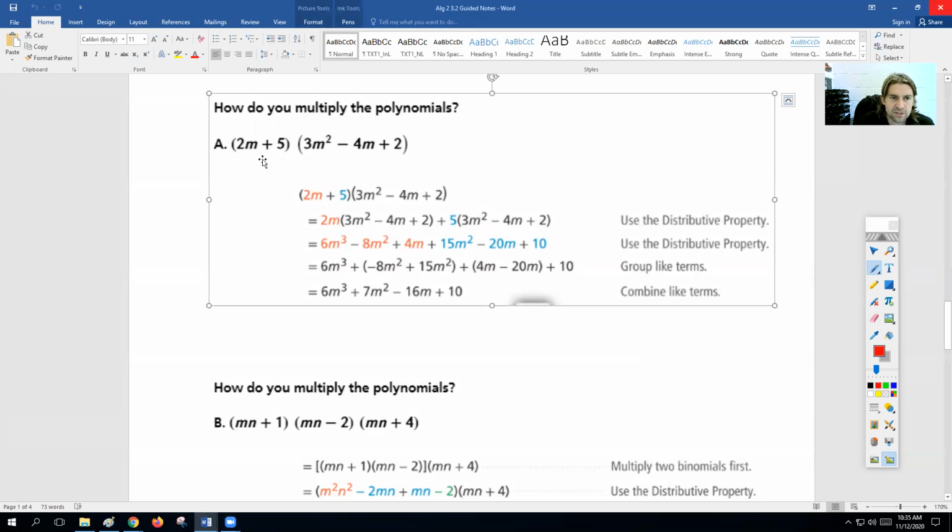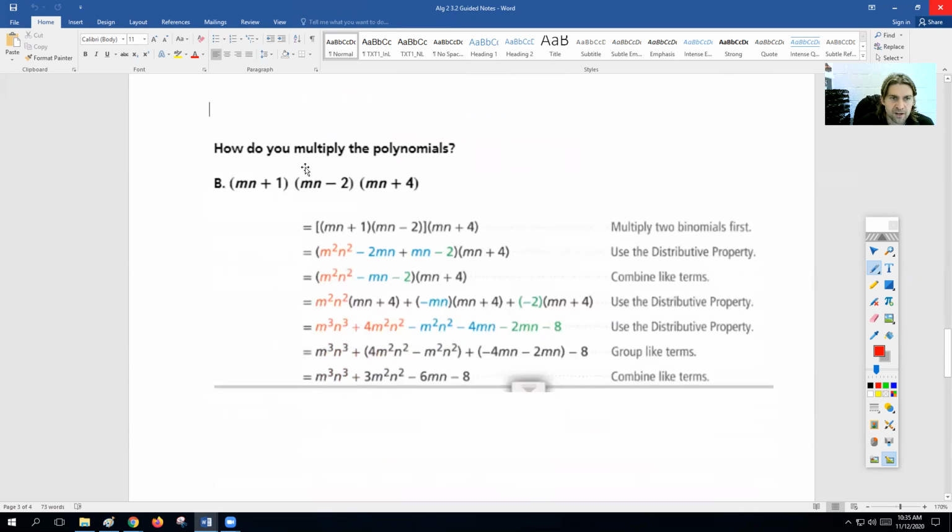So in this problem, we need to make sure we distribute the 2m to all 3 terms and then distribute the 5 to all 3 terms. Once we get it done, we combine like terms and simplify. And if we're ever multiplying multiple polynomials, we just take our time.